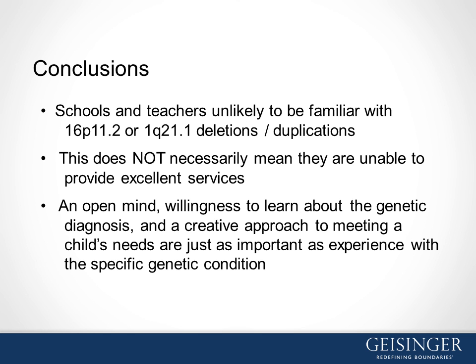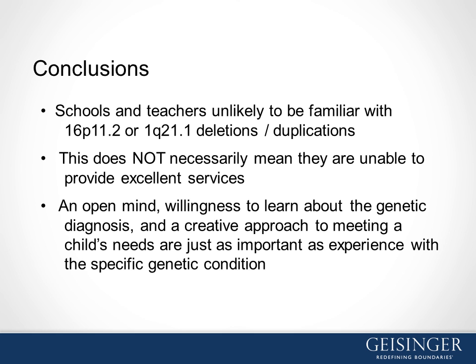And finally, schools and teachers are very unlikely to be familiar with the 16p11.2 or the 1q21.1 deletions, duplications, or other genetic disorders for that matter. And I've heard families say, well, we would like to go to a district or a school district that's familiar with our child's genetic diagnosis. But really, you can't go moving around trying to find those schools. First of all, there are not very many schools that know anything about these genetic diagnoses.